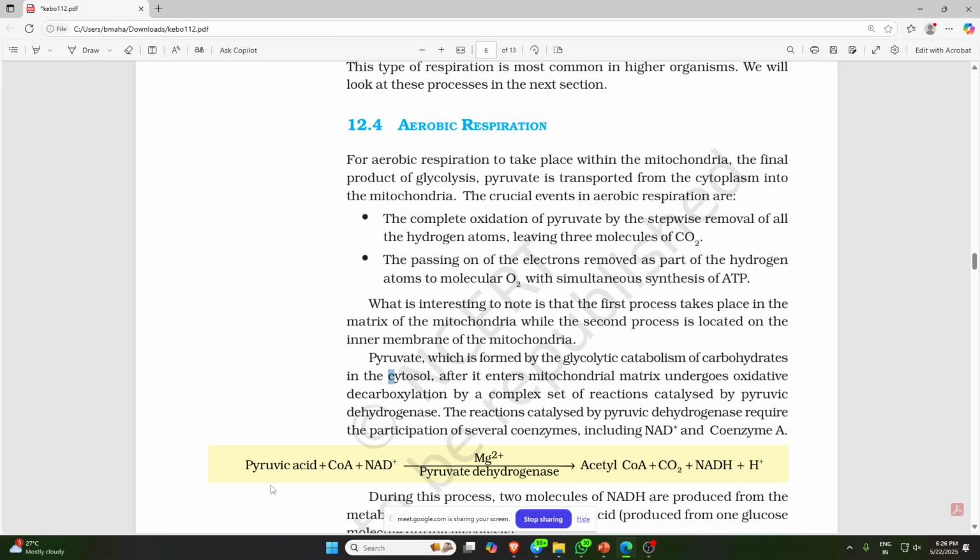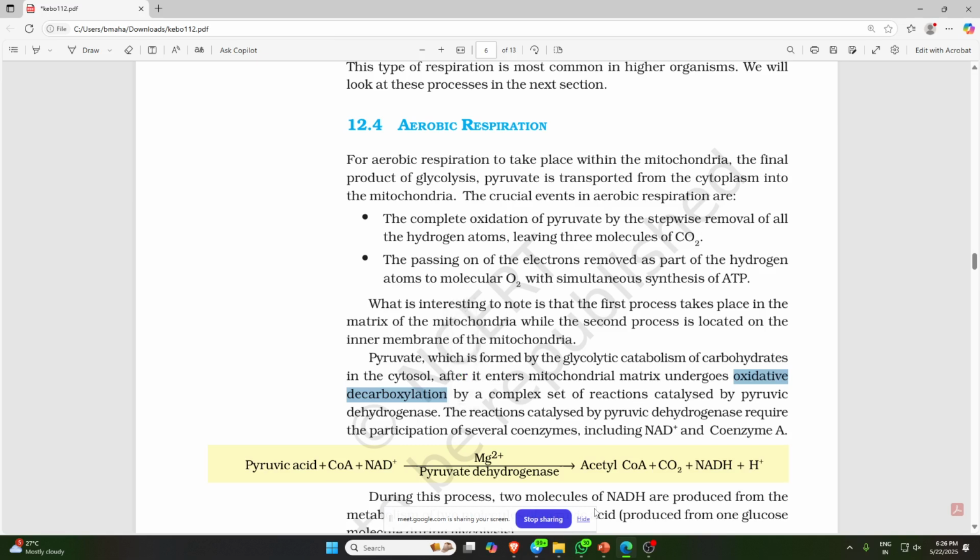Now, in the first step, what is happening? This pyruvic acid is going through oxidative decarboxylation. What is oxidative decarboxylation? It means the addition of oxygen and removal of carbon dioxide in the same step. Understood? Because we will study that there are another two oxidative decarboxylations. So remember that oxidative decarboxylation is the addition of oxygen and removal of what?